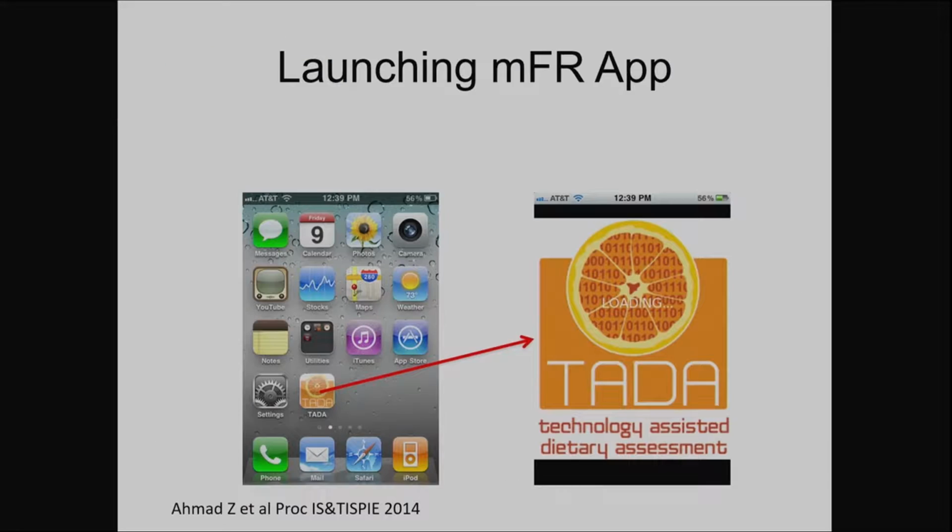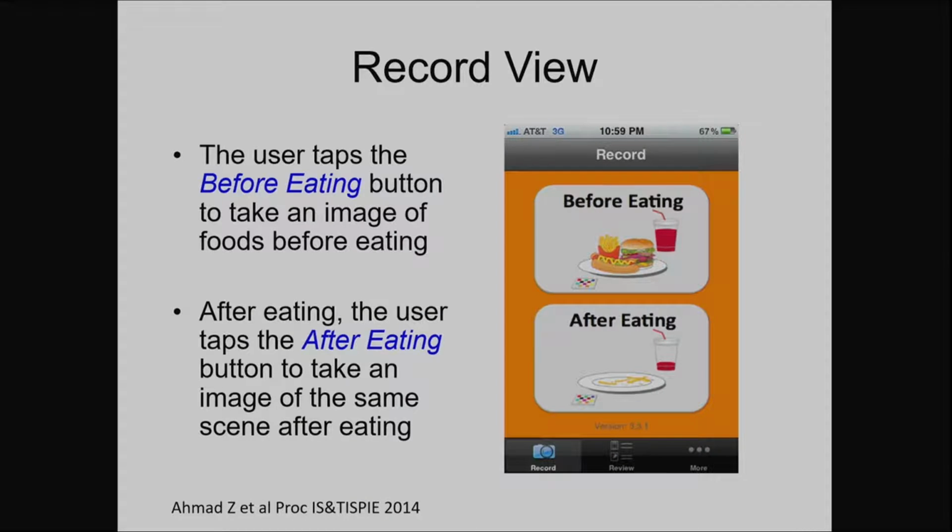So I'm going to go over a little bit of the mobile food record, because it's one of many really that people are working on that are active captures. So the individuals need to pop open an app, just like what we saw previously, and this is part of the technology-assisted dietary assessment program. And it's very simple. There are 2 buttons. It's before and after eating.